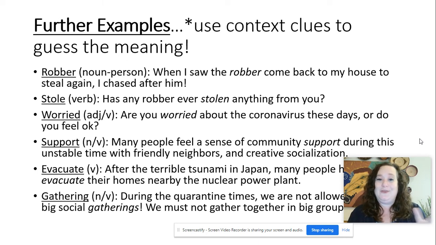Robber. I told you that this is a person. It's a noun. When I saw the robber come back to my house to steal again, I chased after him. Okay, this is a true story. When I saw the robber come back to my house to steal again, I chased after him. Okay, so I think you know the meaning of robber. Next word, stole. Has any robber ever stolen anything from you?